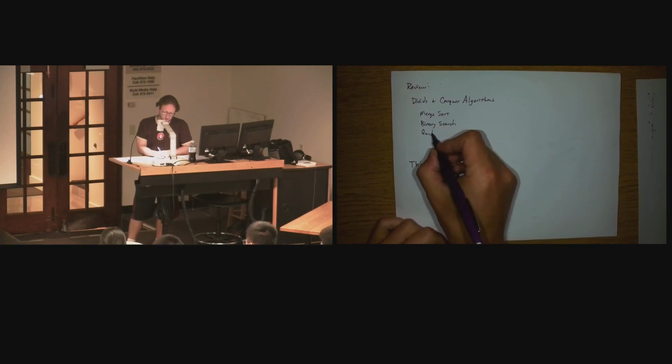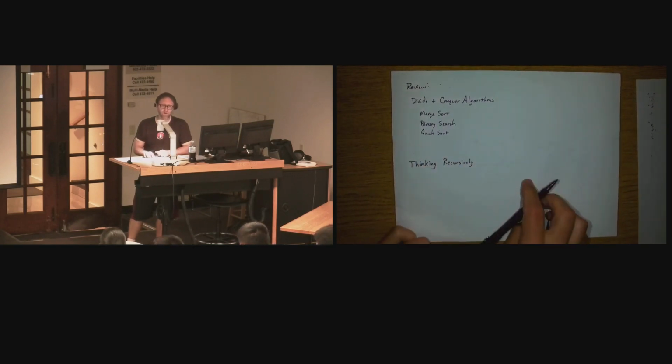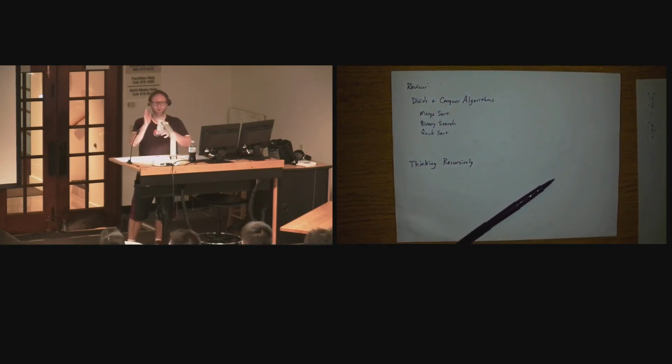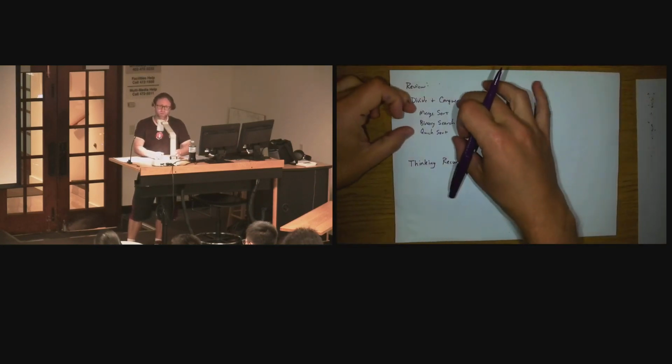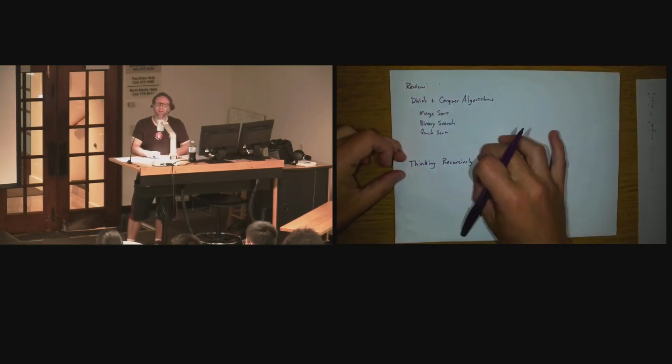Quicksort is a divide and conquer approach because you choose a median, or you choose a pivot element, you put everything smaller over here, everything larger over here, and then you recursively sort this one, you recursively sort this one, right? So we're going to look at more problems along those lines. But before we do that, I want to get us back into the mode of thinking recursively.